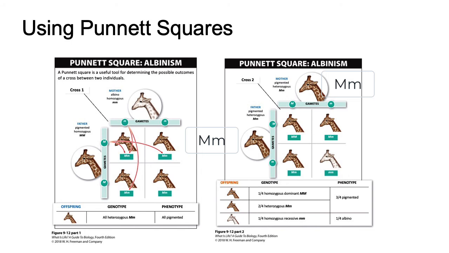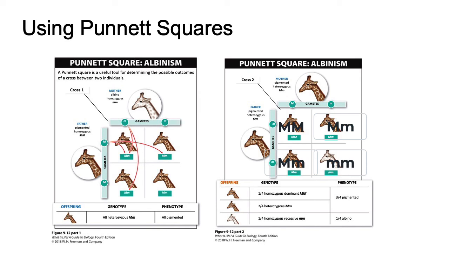In the second half of the figure, cross 2, we trace the cross between two heterozygous individuals. Note that each parent produces two kinds of gametes, one with the dominant allele and one with the recessive allele. This cross has three possible outcomes. 1/4 of the time the offspring will be homozygous dominant, both uppercase M. 1/4 of the time the offspring will be homozygous recessive, both lowercase m, and the remaining half of the time the offspring will be heterozygous, uppercase M, lowercase m. Phenotypically, 3/4 of the offspring will be normally pigmented and 1/4 will be albino.